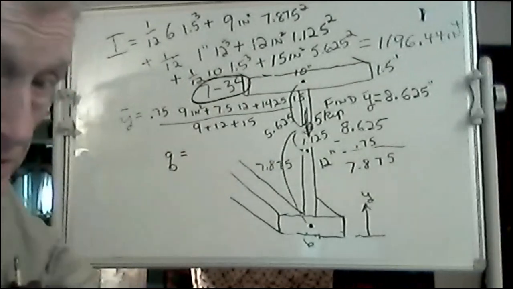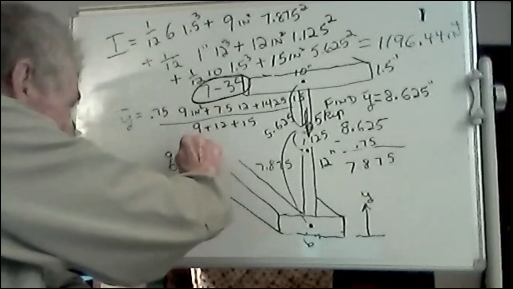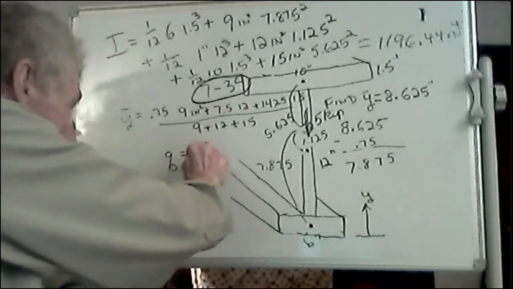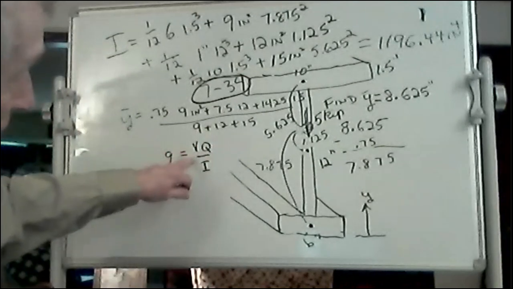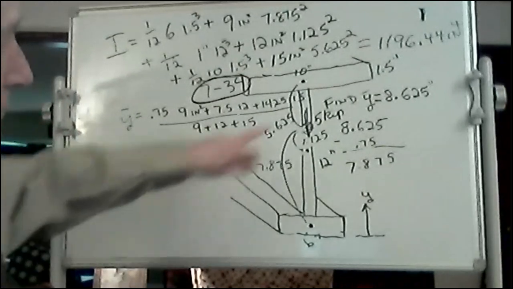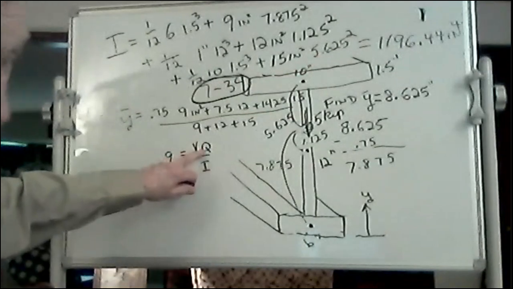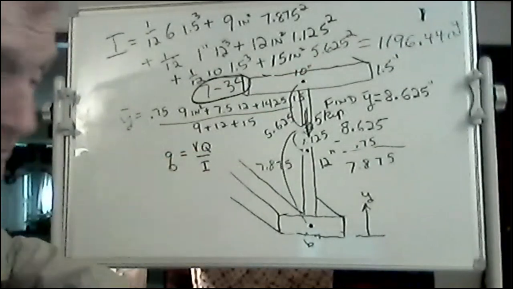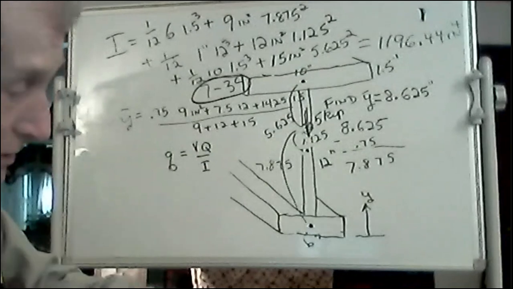It's called the shear flow. We have a formula for it. And we know the shear and we know the moment of inertia. We're pretty happy about those two. We don't know this Q thing yet. Why don't we do that, and then we'll close out the session.